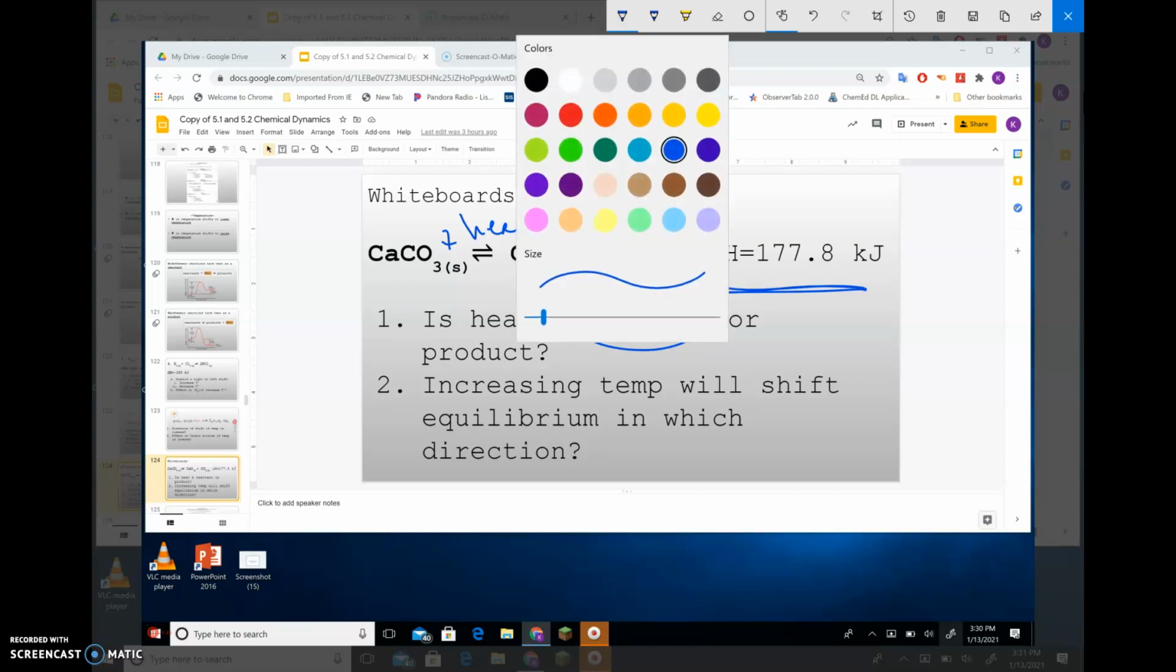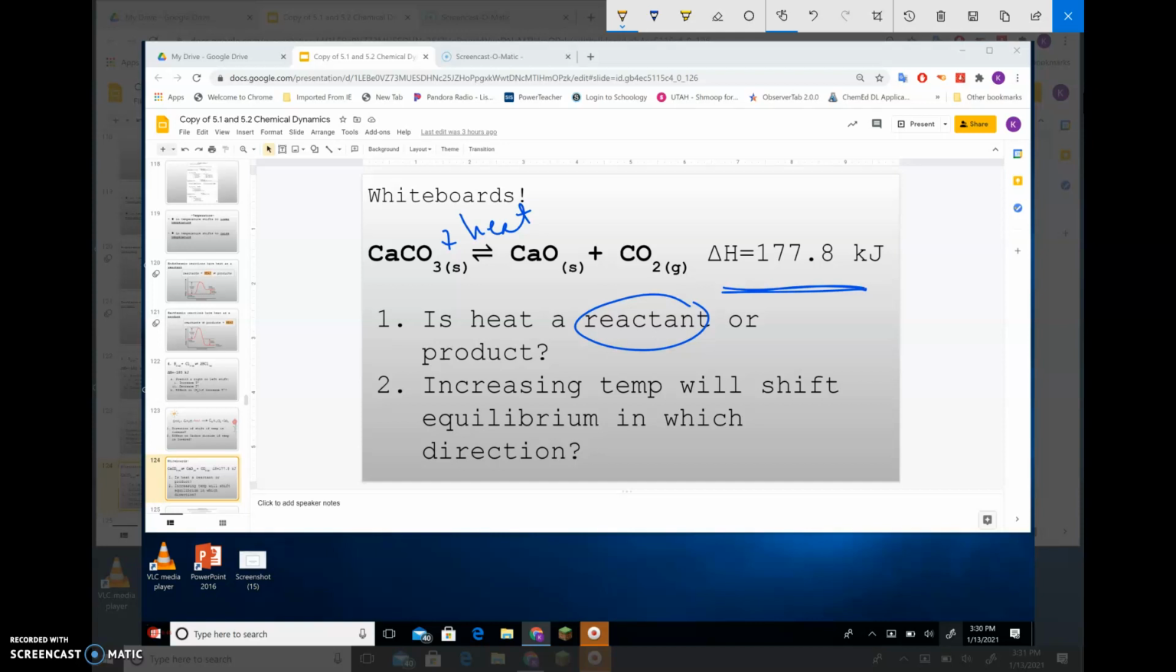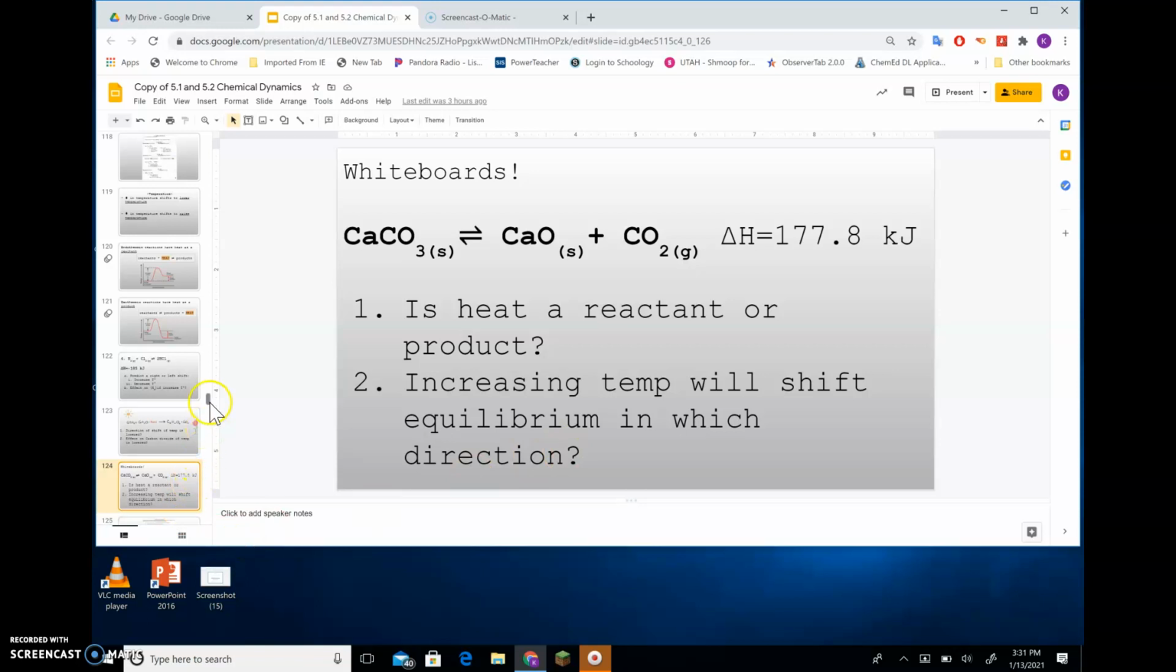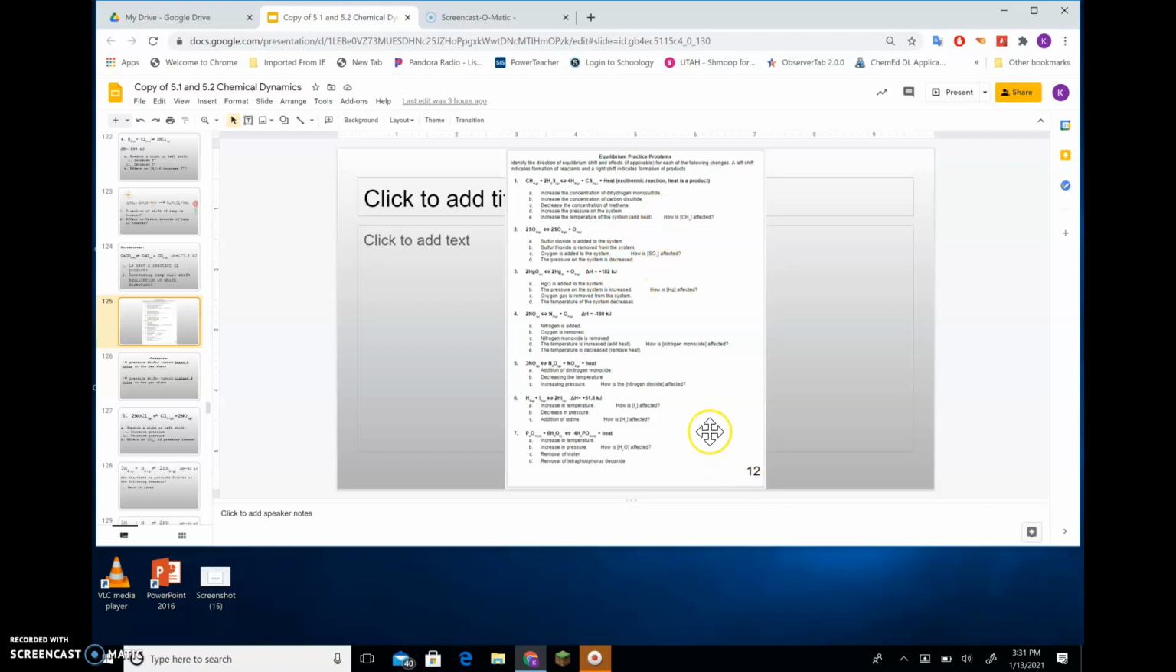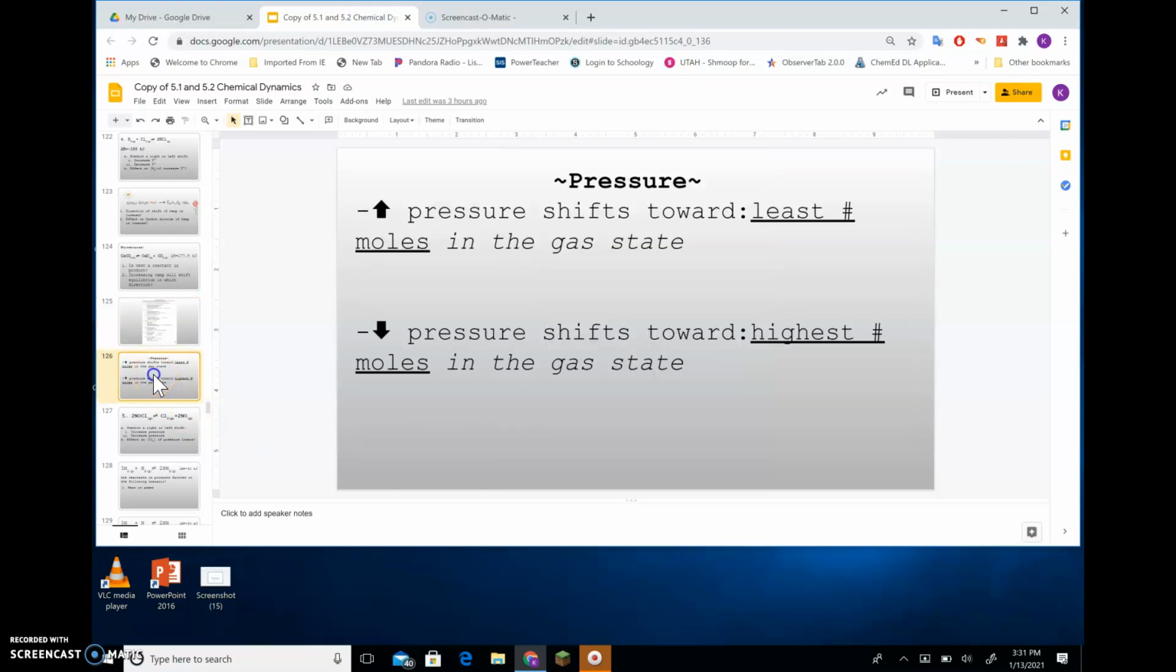If we increase our temperature, let me read that again. Increasing temperature will shift equilibrium which direction? So if we increase this little dude, okay, it's on the left. That means it's going to shift to the right. So it's going to produce more products. All right. Now I'm just showing you this because now you can do the questions that talk about heat on page 12. Okay, going back to page 8, let's finish and talk about pressure.